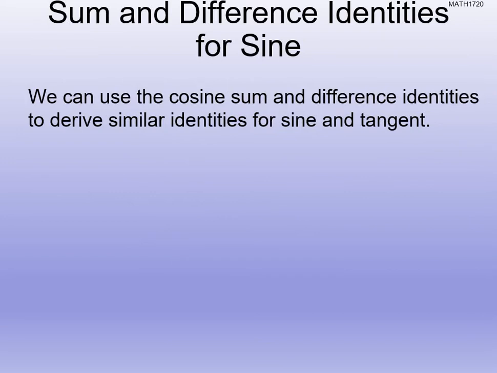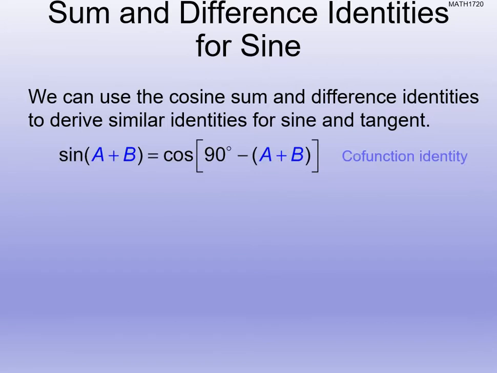We can use the cosine sum and difference identities to derive sine and tangent. This is just the background methodology behind it, some proofs on how we get to the identities. We could start off by saying sine and cosine are cofunctions. So I can start with sine of a plus b, rewrite it as its cofunction of cosine, and say 90 minus the argument of a plus b.